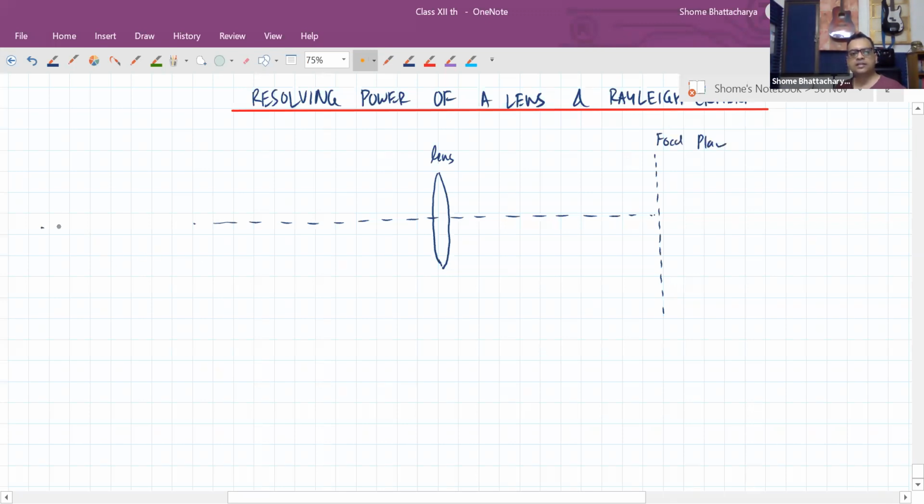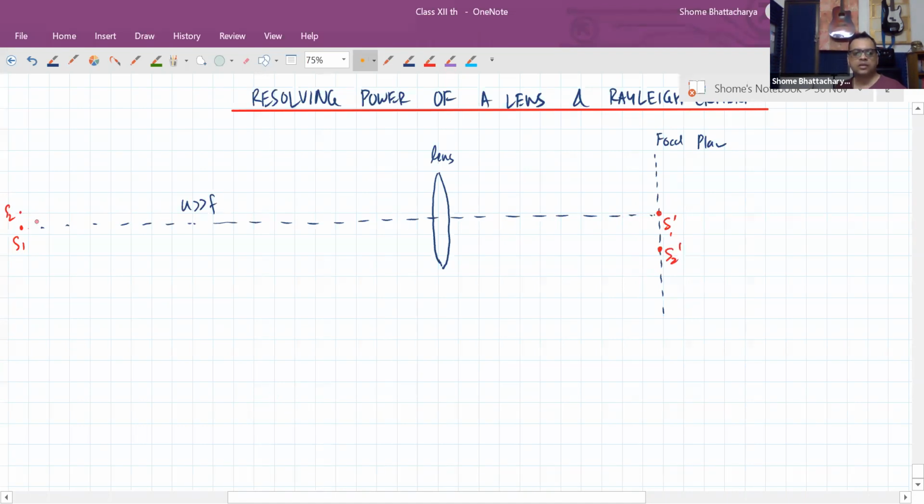So what will happen is at a very large distance, very large compared to the focal length. If there is, for example, a source of light S1 over here, its image will be formed over here, S1 prime. But if there's a source of light here, let's say S2, its image will be produced somewhere here, S2 prime.